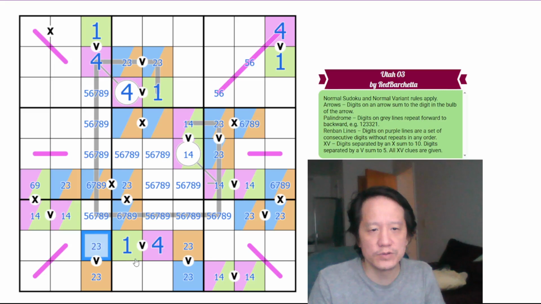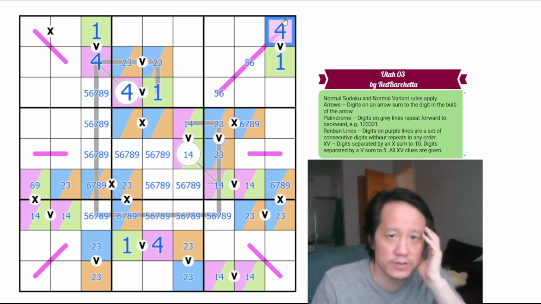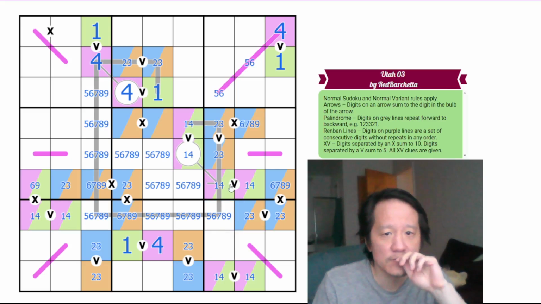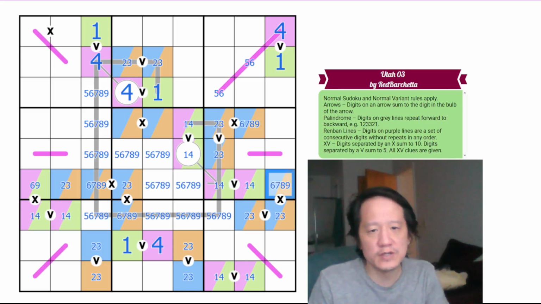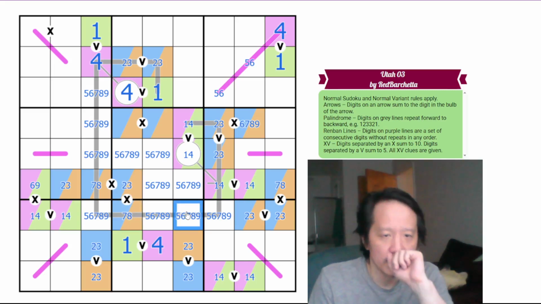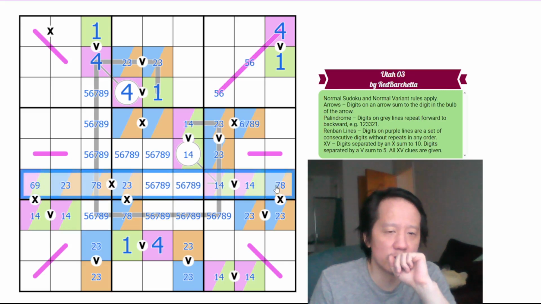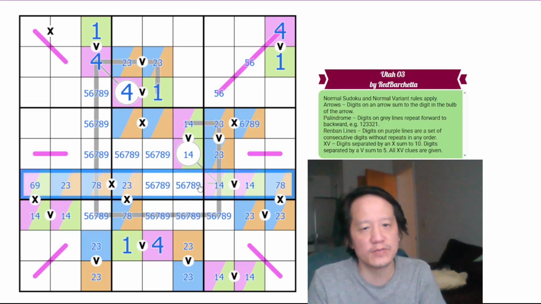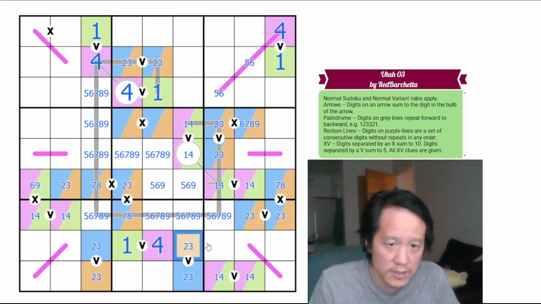So this is 2 and 3, 2 and 3, 2 and 3. So this is 1, 4, 5, 6, 5, 6. That means this can't be 6 or 9, 7 or 8 to be next to the 2 or 3. Same with this. This is 7 or 8. We have a 7, 8, 7, 8 pair in row 6, which eliminates 7 and 8 from the rest of the rows. This can't be 7 or 8. It's 5, 6, or 9.